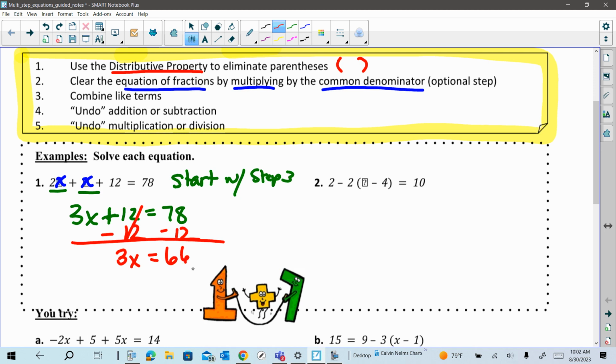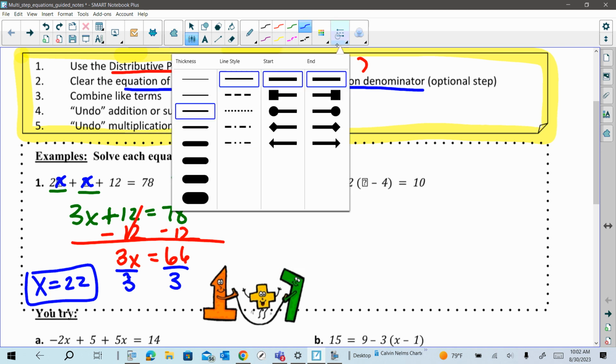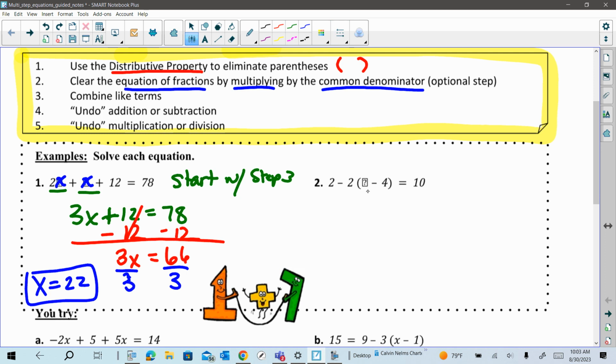All right, now we have to undo the multiplication because 3 times x means we're multiplying. So now we're showing undoing with division. X equals 22. We're going to box our final answer. So the question mark is the unknown. So we're going to use an X there.